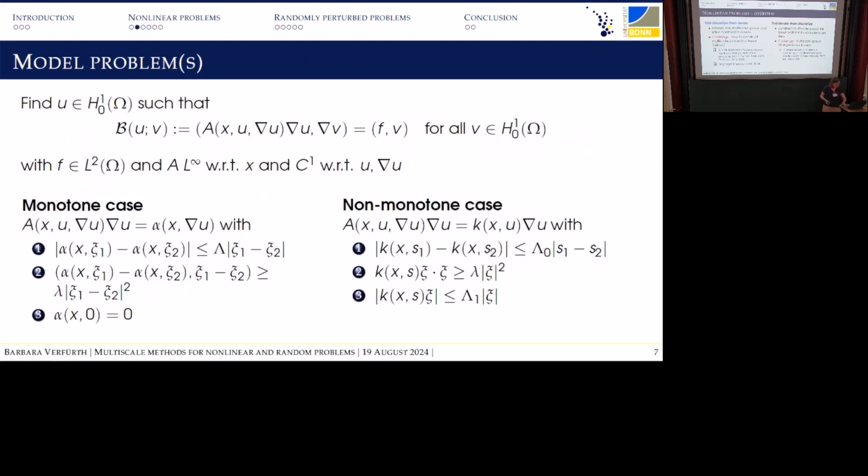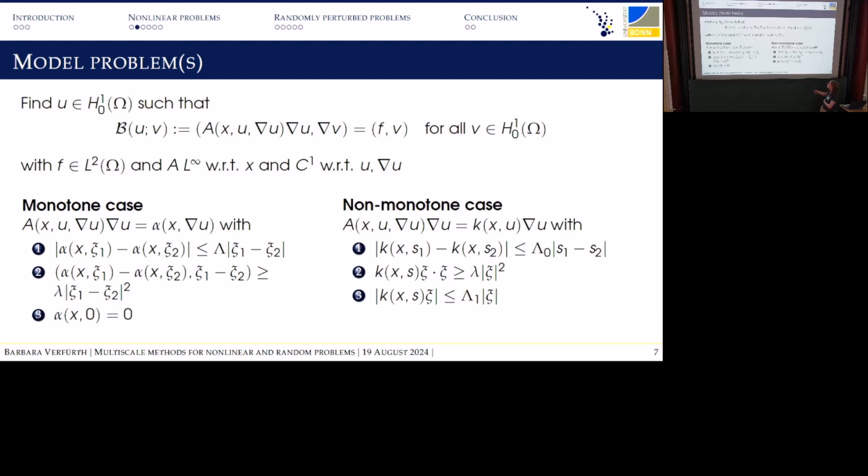So what type of problem do I want to have a look at? Rather simple one, so kind of nonlinear diffusion type thing. I wrote it the following way: you have this gradient u, gradient v, and you have my coefficient a from previously, but now it does not only depend on the spatial location x, but may also depend on u and the gradient of u. So this is what makes up the nonlinearity.